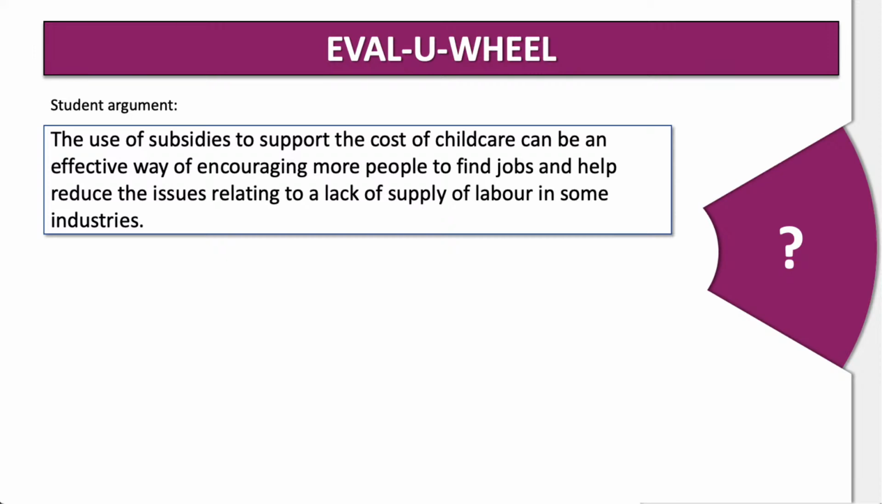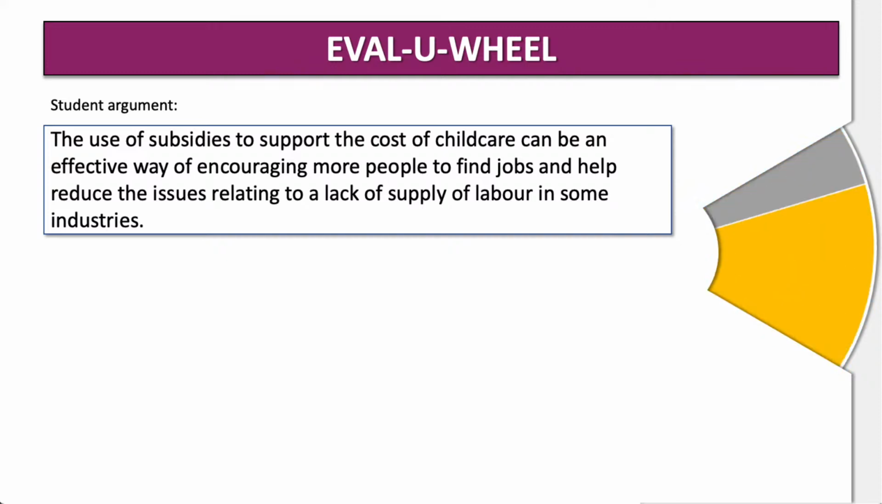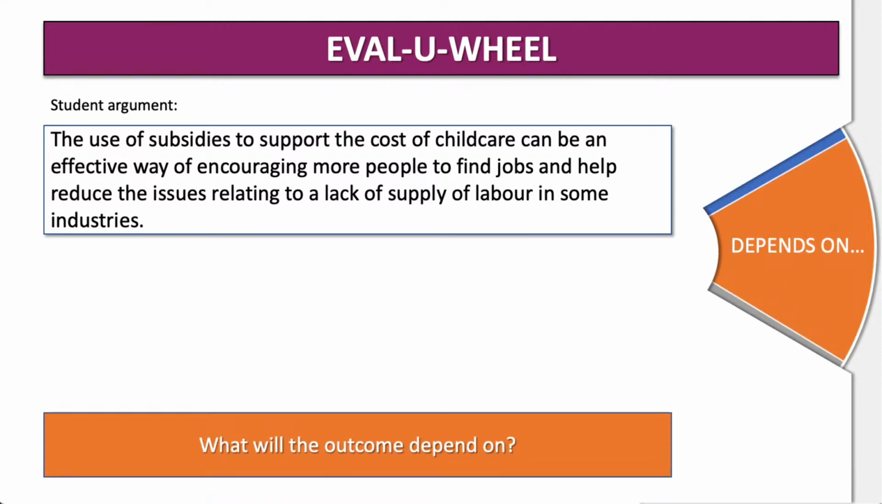Let's spin the wheel and have a look at what the wheel is going to select for you to evaluate with this time. We're going for, okay, what will the outcome depend on? That's a classic method of evaluating. Thinking about what that outcome of encouraging people to find jobs would depend on. Okay, what will the outcome depend on?